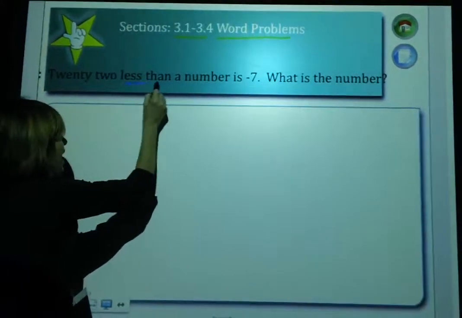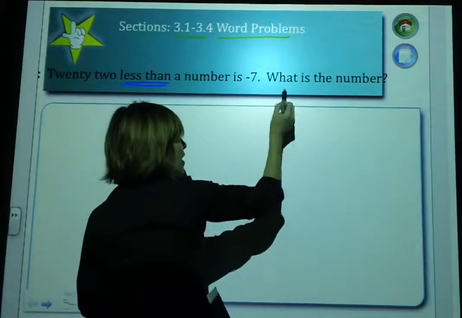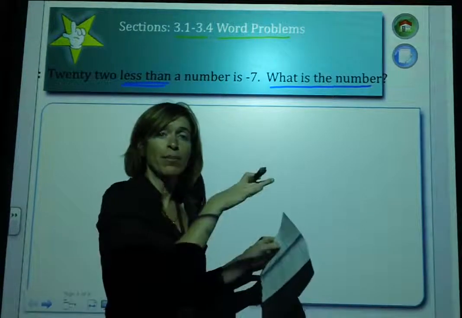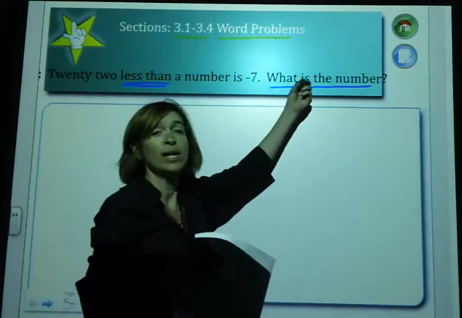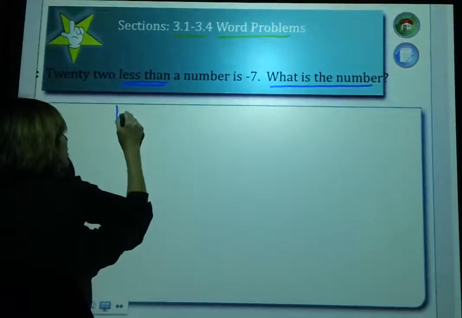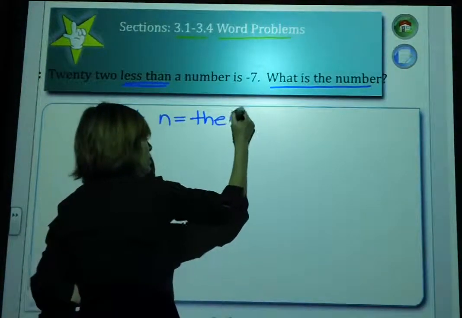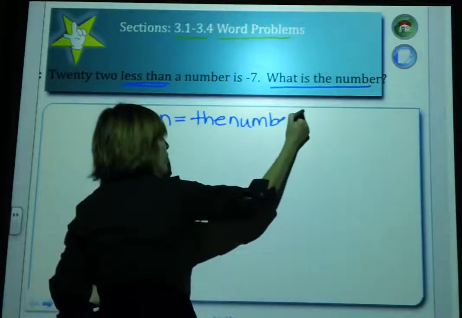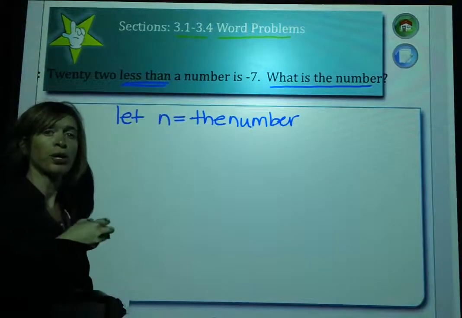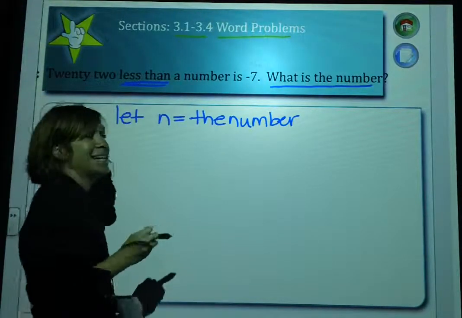22 less than, I'm going to underline less than because that's important, a number is -7. What is the number? As a reminder, we're always going to get our variable for what's unknown, and the unknown is always given in the question. What is the number? So I'm going to let n equal the number. Okay, so then we have to interpret the word problem, and it says 22 less than a number.